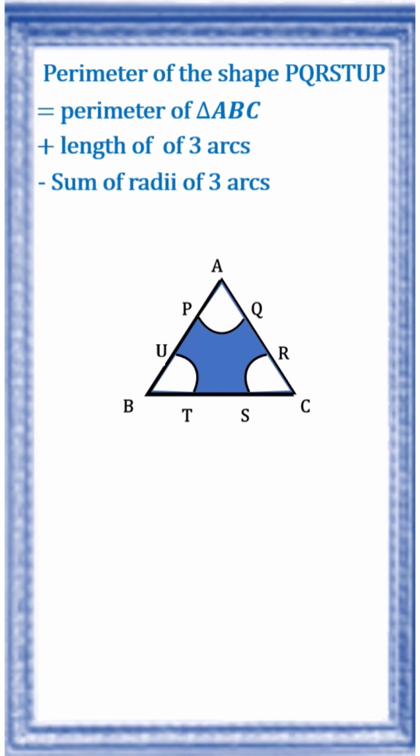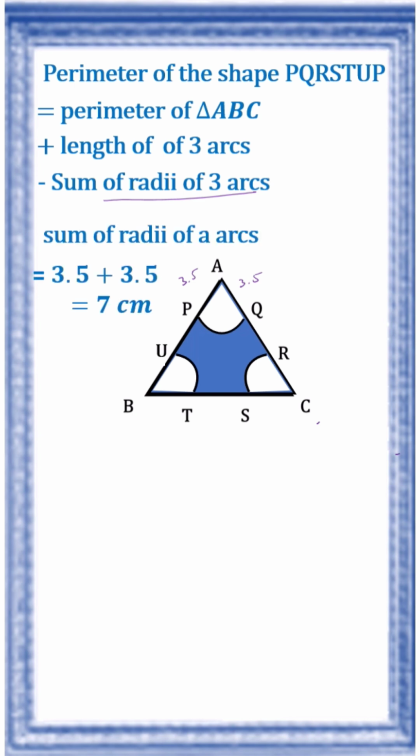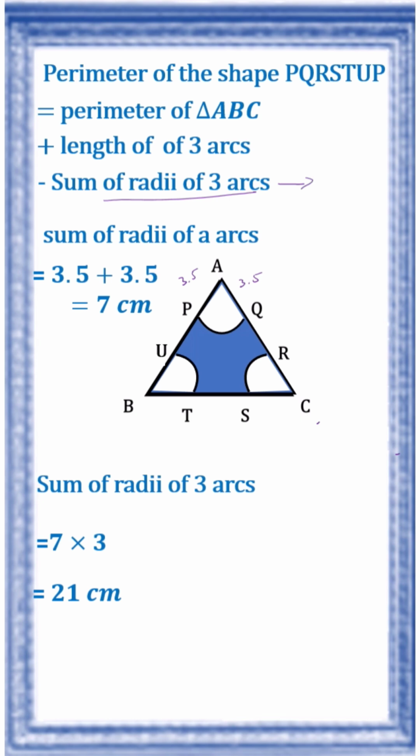Okay. Now let us calculate this one, the sum of radii of three arcs. How can we calculate? This is 3.5, this is 3.5, so totally 7 centimeter. Then three such arcs are there. 7 into 3 is equal to 21 centimeter. So this has also been calculated, that is 21 centimeter.